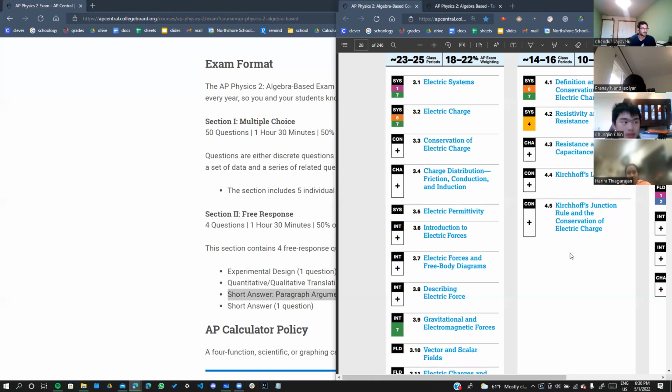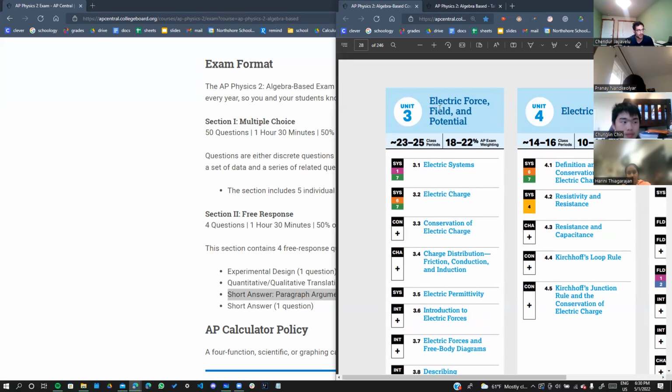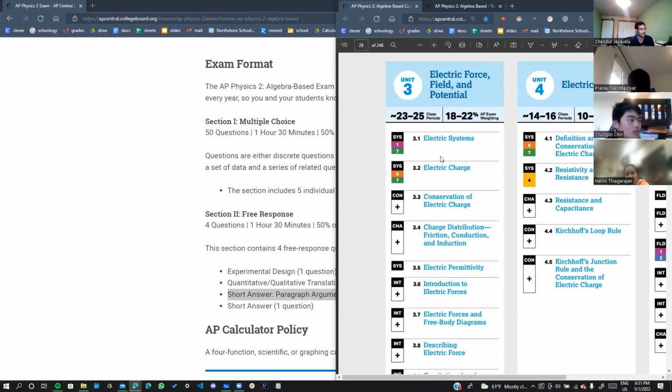All right, unit 3, which is the largest unit of physics 2. I was about to say physics 3 for a second. I'm like, hold up. But in physics 2, that's the largest unit over there. If you've done gravitation in physics 1, then electric force is very, very similar.